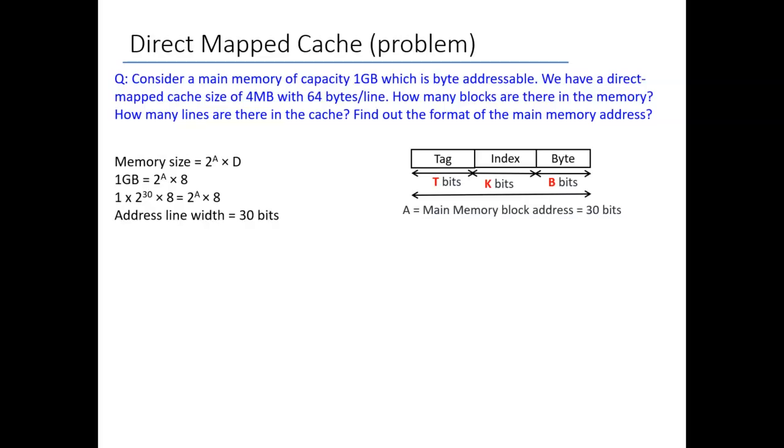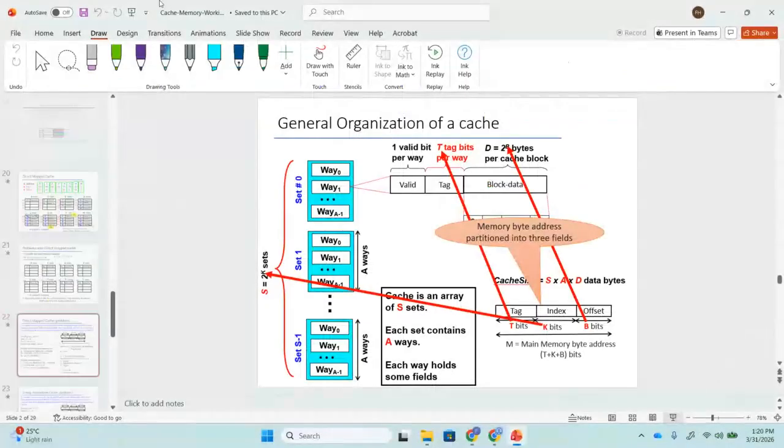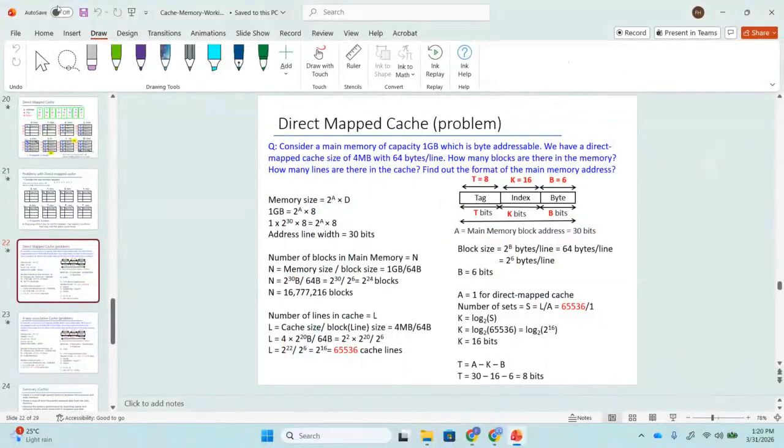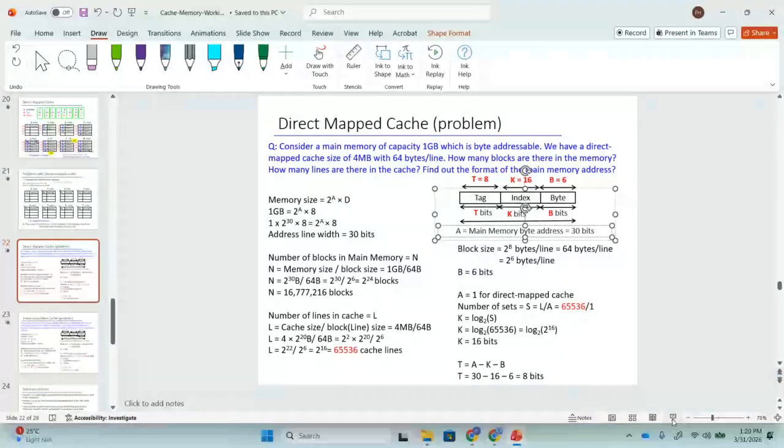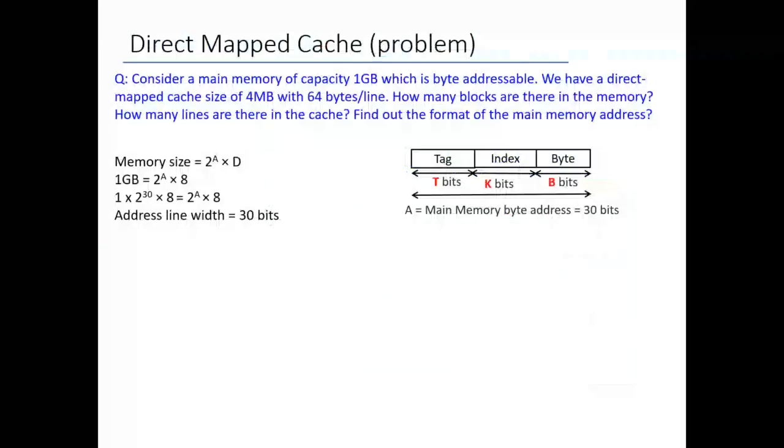Now this is my main memory block address. Okay, the main memory byte address. Now this is my main memory byte address, not the block address. Sorry, this is a small mistake. So I call this the main memory byte address. Please remember, it consists of 3 fields. T stands for tag bits, K stands for index field, and B is the byte bits. And we already did it.